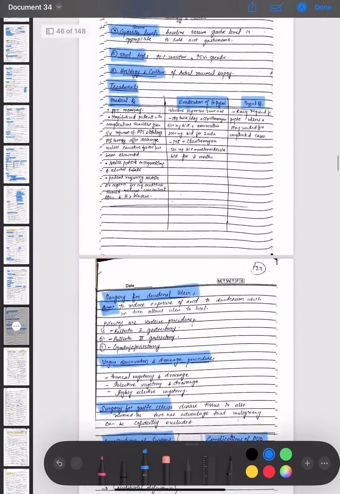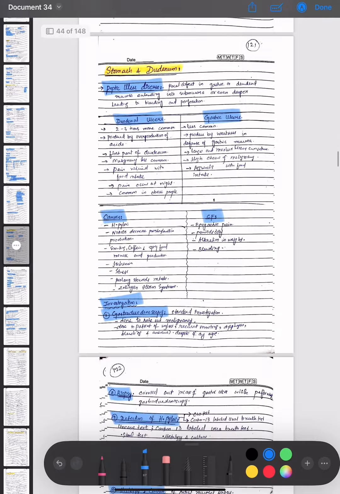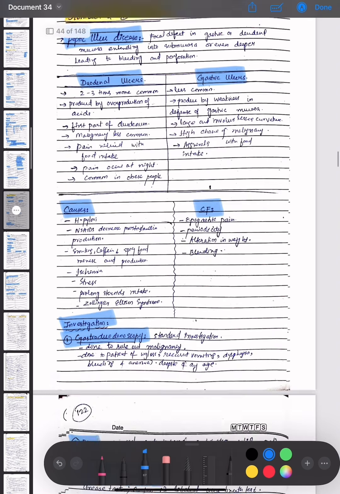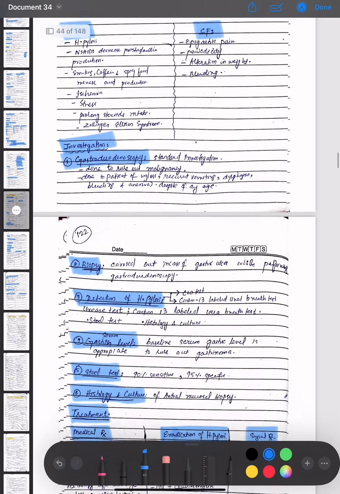Okay, so what we have discussed in the stomach and duodenum is peptic ulcer disease, which is duodenal ulcer and gastric ulcer. How we differentiate between the two by their clinical features. Then we discussed the causes and the clinical features of the peptic ulcer. Then, what are the investigation options?